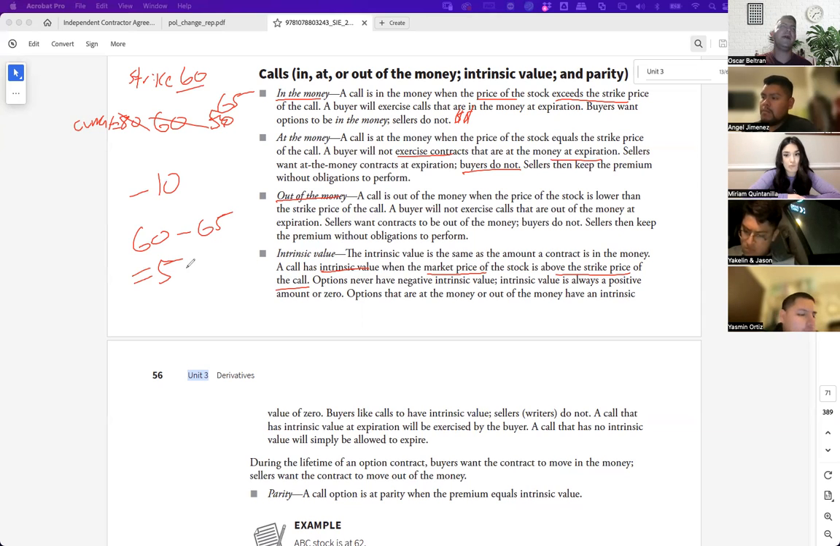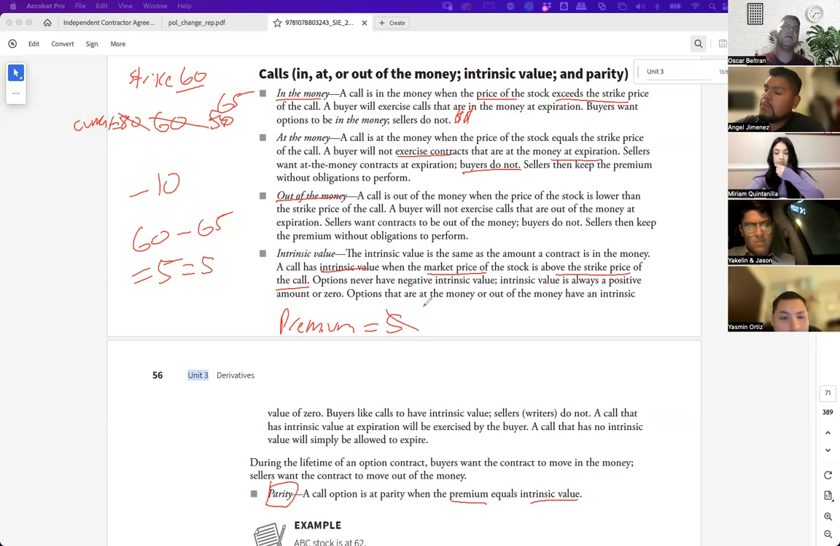Now, let's say our premium is equal to 5. If our premium equals 5, that means we have parity. Parity is when the premium equals intrinsic value. Let's say our premium was 4. Does 5 equal 4? No, right? So it does not have parity.